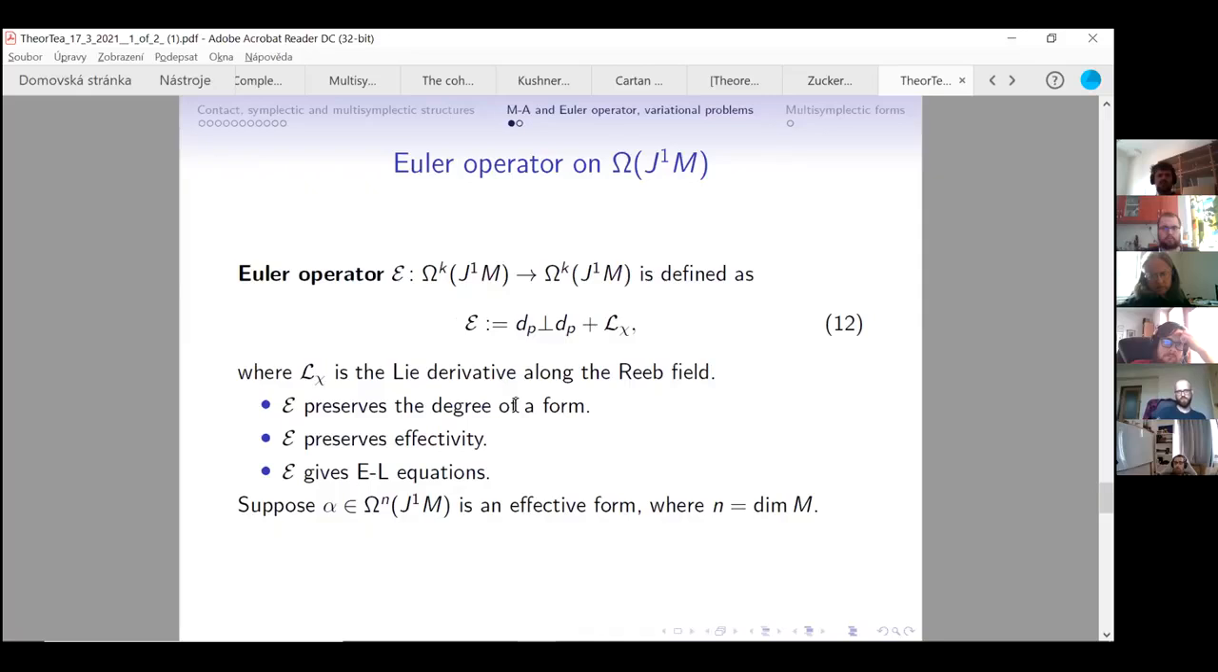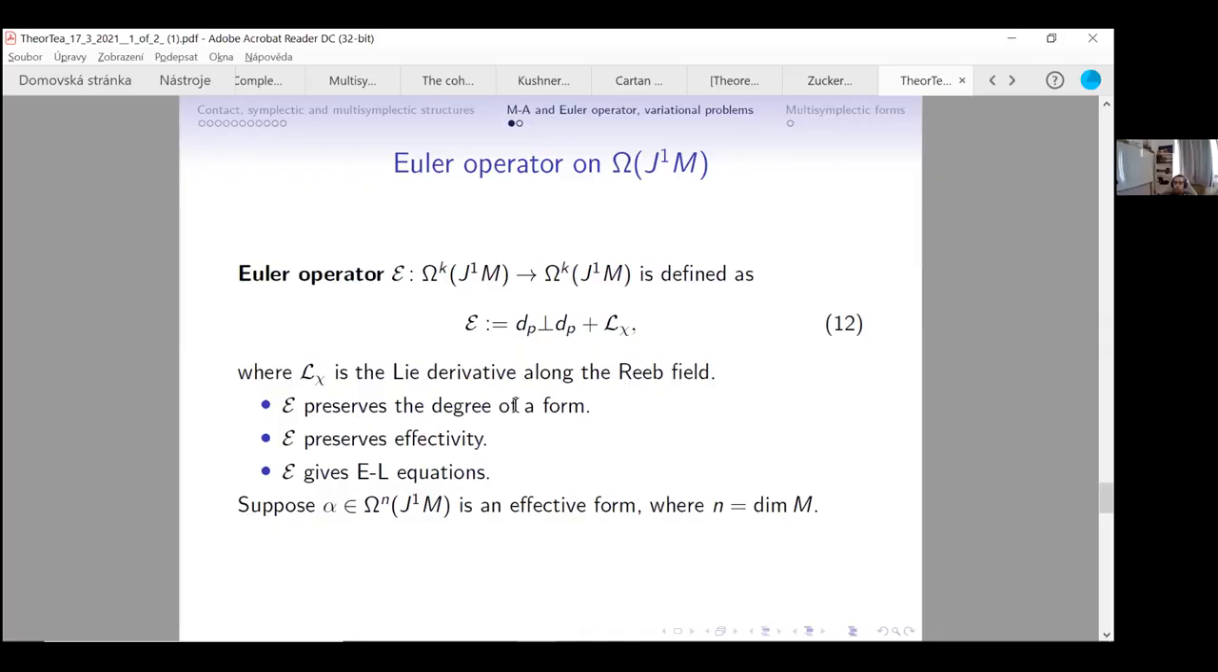It preserves the degree of a form. It preserves effectivity of forms. So once I have an effective form, satisfying that it's degenerate along the Riemann field and it vanishes on the bottom operator, then these two properties are preserved. But notice that it doesn't produce effective forms out of non-effective forms. And most interestingly, at least to me, is that it gives the classical Euler-Lagrange equations.